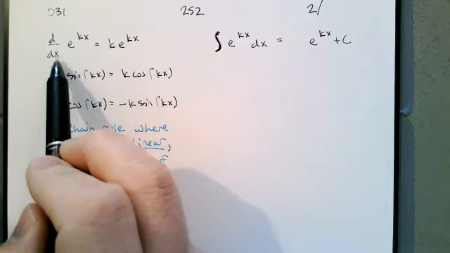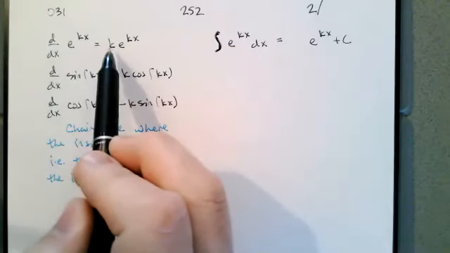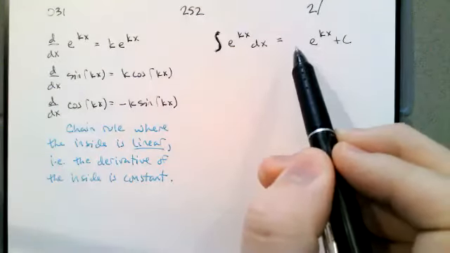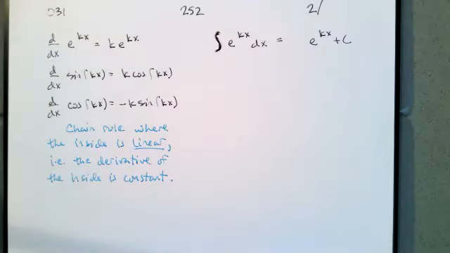But in the derivative, we take the derivative of the inside and we multiply it. When we're integrating, we're not going to multiply by the derivative of the inside. What's going to show up in front? Anyone want to guess?